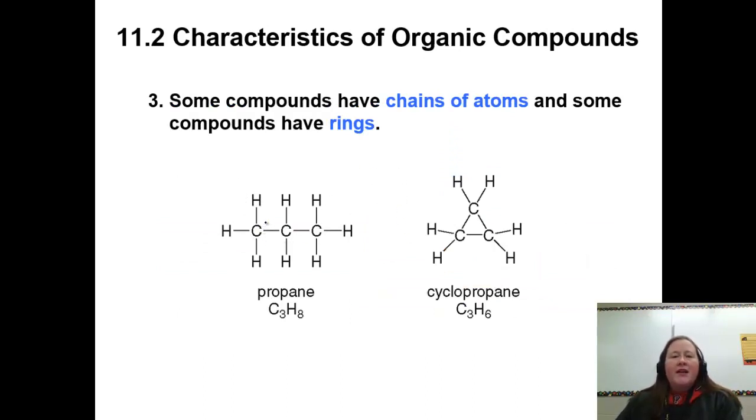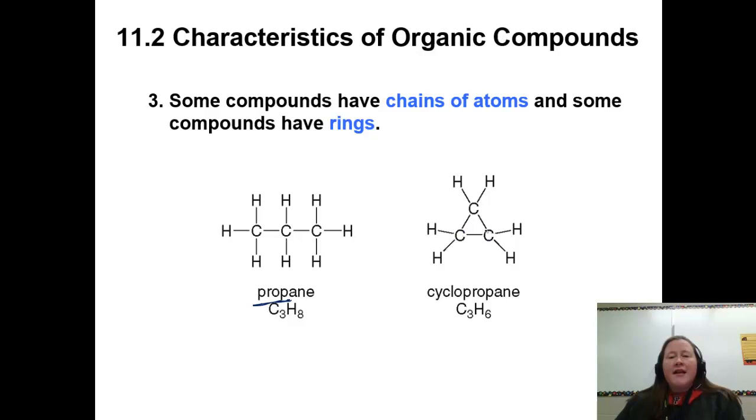Sometimes with organic compounds we have chains of carbons, and sometimes we have rings. So the prefix prop is associated with 3. This is an alkane. It contains hydrogen and carbon, and there are all single bonds, so the name of this is propane.